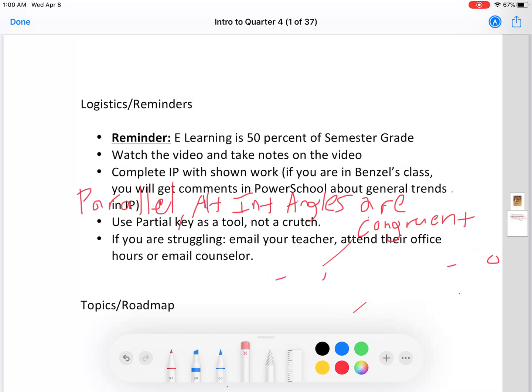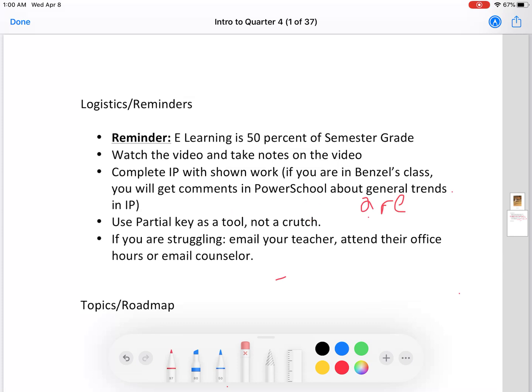Make sure that you're using the partial key as a tool and not a crutch. So I don't want to see you just copying down the partial key and writing random stuff. But think about, how do we set up the problem with the partial key? And could you apply that same setup and look for some similarities in the problems as you are setting up the problems for that homework assignment?